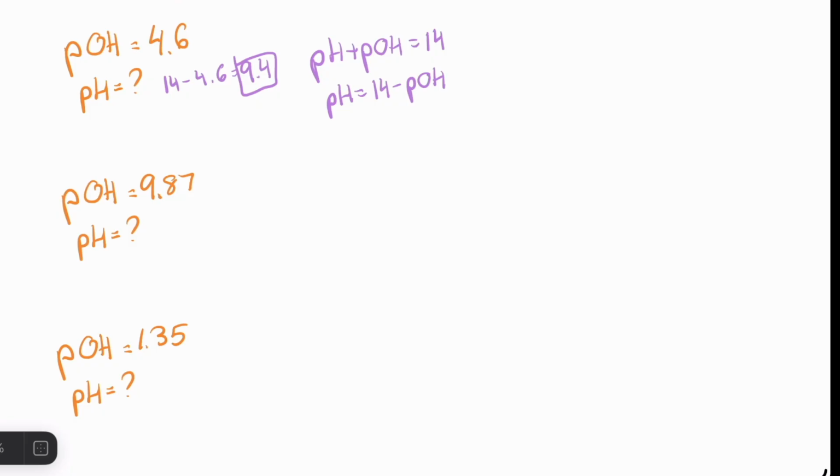The second one, we have a pOH of 9.87. If we do the same thing, 14 minus 9.87, we get a pH of 4.13. Lastly, if we have a pOH of 1.35, to get pH, we're going to do 14 minus 1.35, giving us a pH of 12.65.